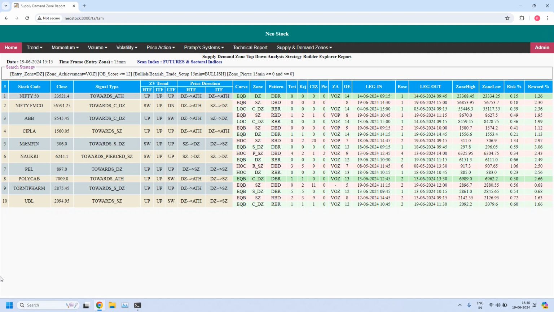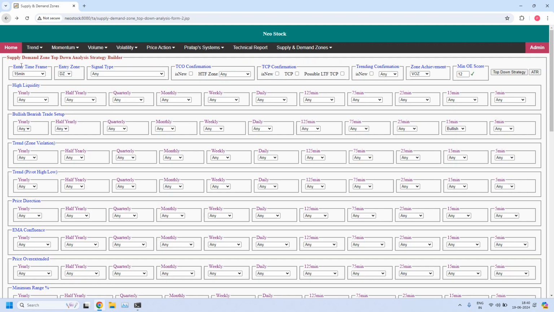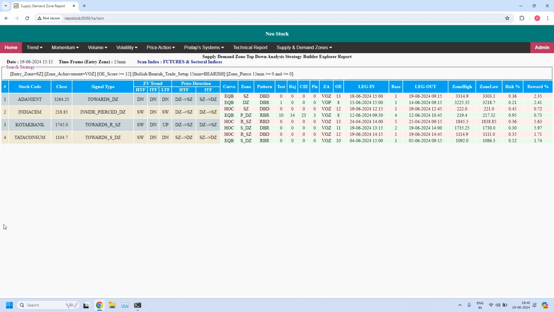Okay, now let me generate a bearish trade setup for daily income trade. So I am going back. For daily income trade, a bearish trade setup, entry time frame is 15 minutes, and entry zone is supply zone. And in bullish or bearish trade setup in 15 minutes, I am changing the value to bearish. Now with the same filters, I am generating the report. Now 4 stocks are filtered. They are supporting bearish trade setup for daily income trade.